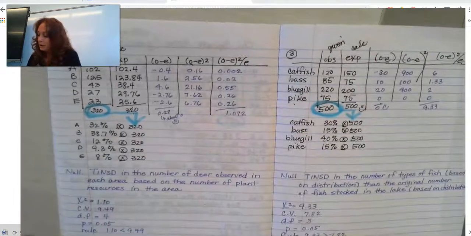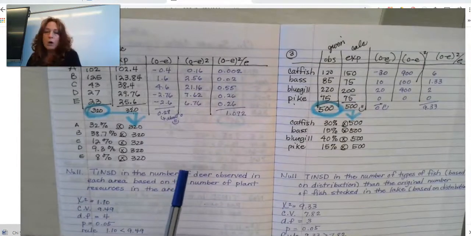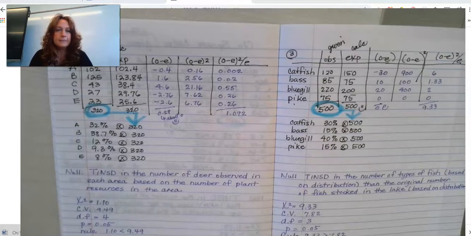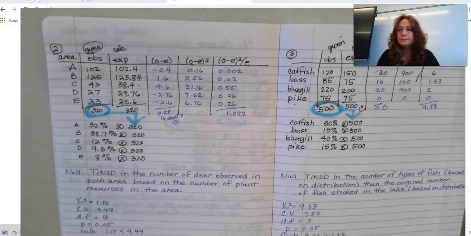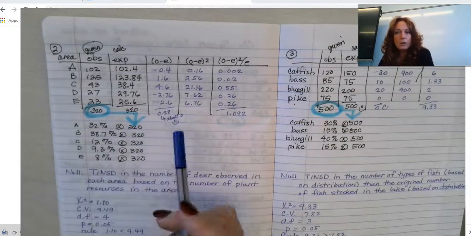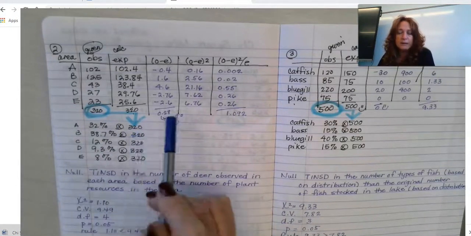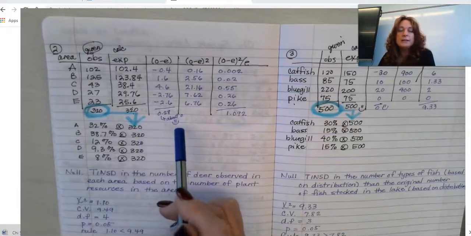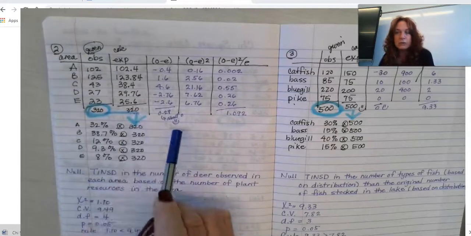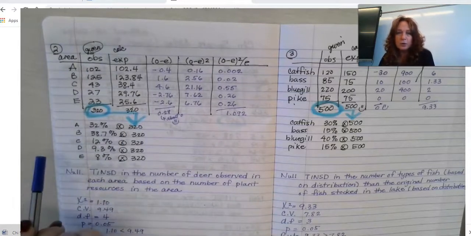Okay, so go second one. So this one had to do with, based on the resources, do the deer go where the resources are plentiful in the same proportion? So what you're really seeing is more resources, more deer. Less resources, less deer, and it's proportional.